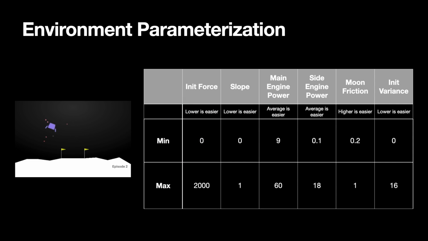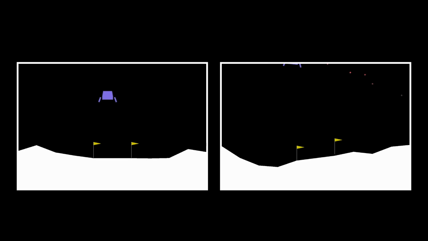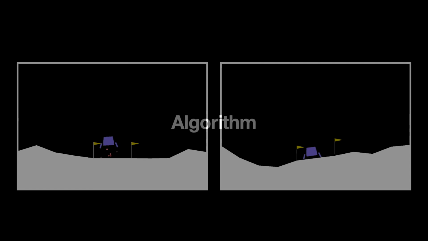In my experiments, I use the Lunar lander environment from OpenAI Gym. I modified the environment to parameterize it. The 6 parameters are shown in this table. Let's look at these two examples. On the left is what I consider to be an easy environment, and on the right is a more challenging one.